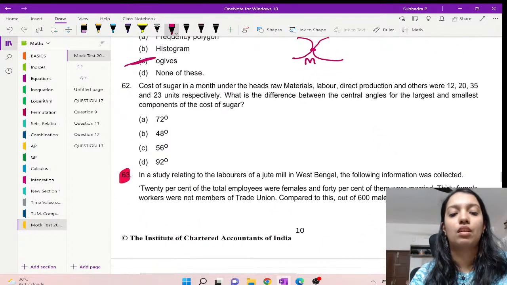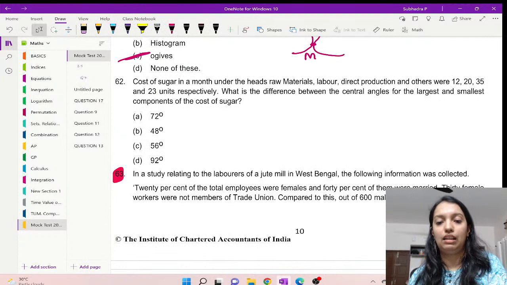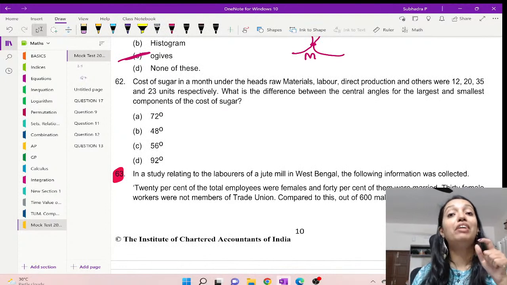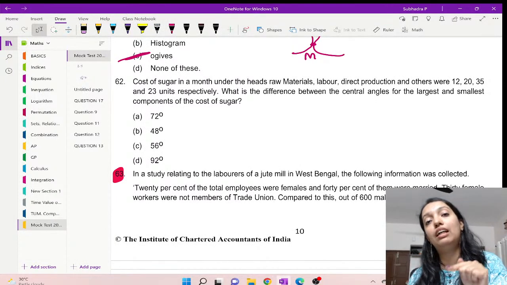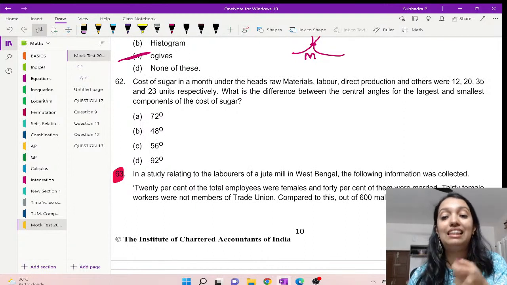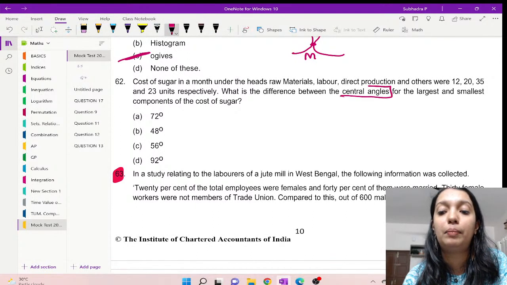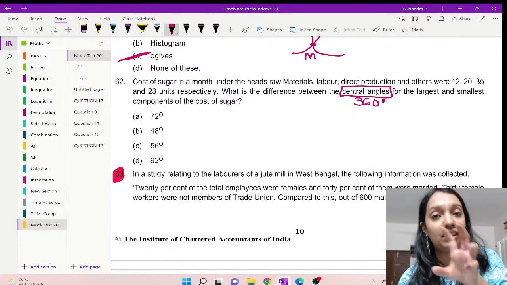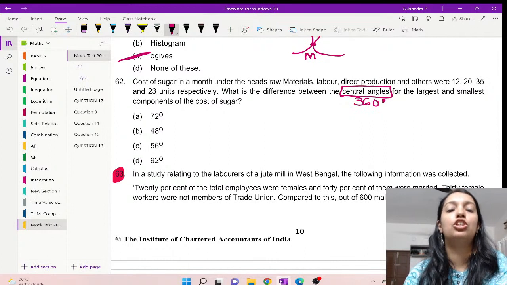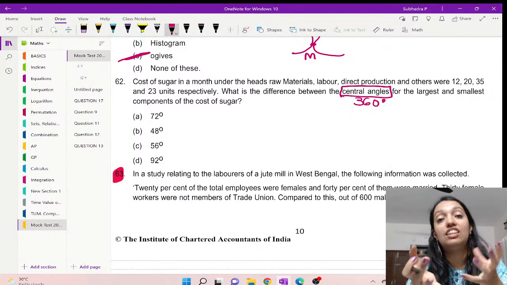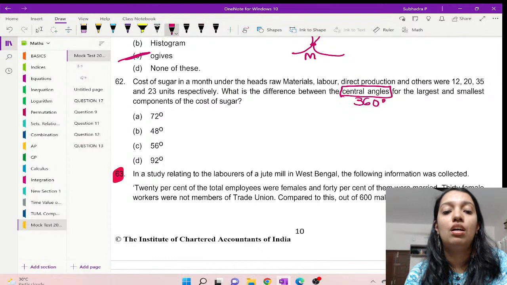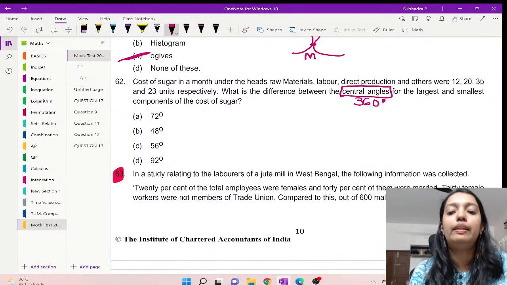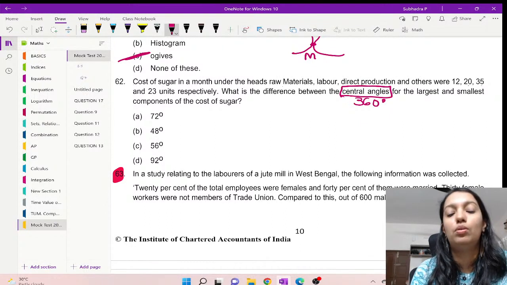Next, the cost of sugar in a month under the head raw material labor. We have done a similar question in our classroom. Remember? Now this is central angle. That means the total of all the angles is 360. So whatever information they have given to us in the question, we have to consider the total as 360. The cost of sugar in a month under the head raw material, labor, direct production, others are 12, 20, 35, 23 units respectively.